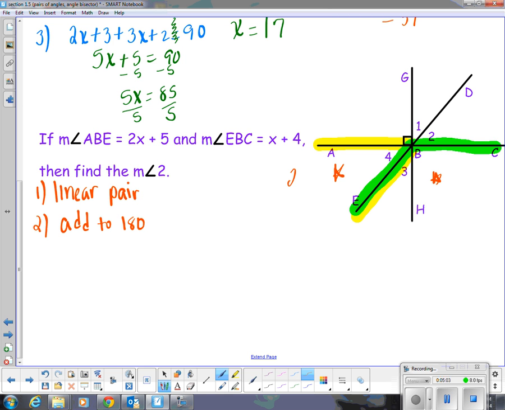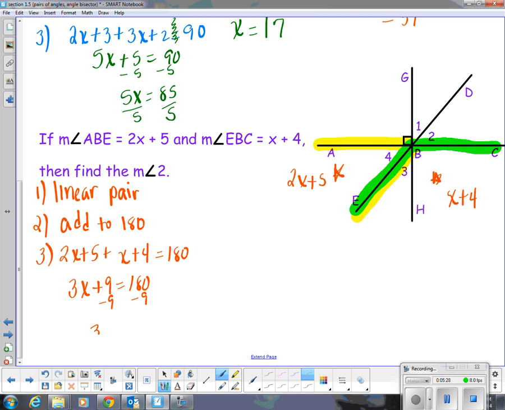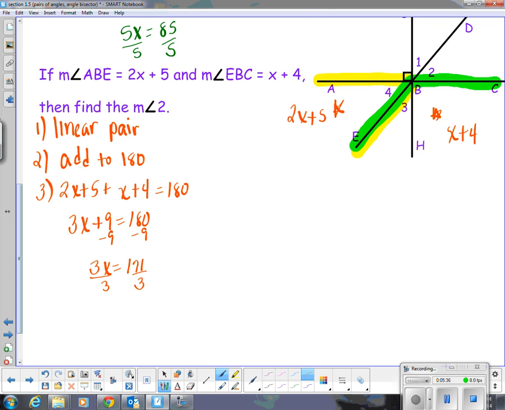So if this is 2x plus 5, and this is x plus 4, based on what we said here, we're supposed to take the 2x plus 5, add to it x plus 4, and set it equal to 180. So we're ending up with 3x plus 9 equals 180. We're going to subtract 9. So you're going to have 3x equals 171. We're going to divide by 3. So we're going to end up with x equals, 3 goes into 17 5 times, that's going to be 57.